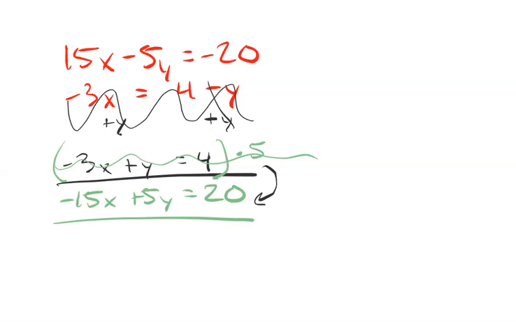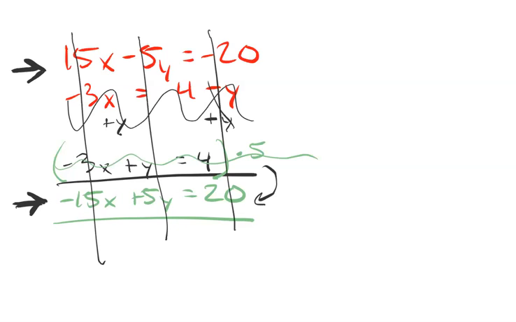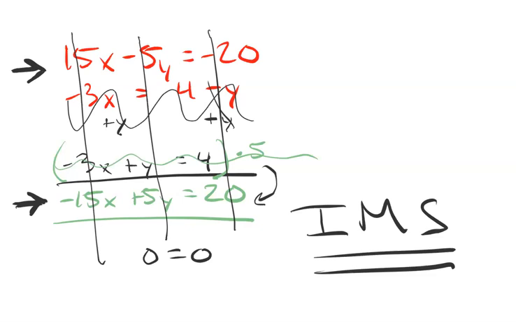So I'm now looking at the top equation and the bottom equation as my system. When I add straight down, 15x minus 15x, negative 5y plus 5y, negative 20 plus 20, everything cancels. I've got 0 is equal to 0. This is IMS for that. You've got to make sure of your positives and negatives. Make sure you multiply everything by that 5. Adding straight down, everything's going to cancel on this one. You've got to be careful of that.